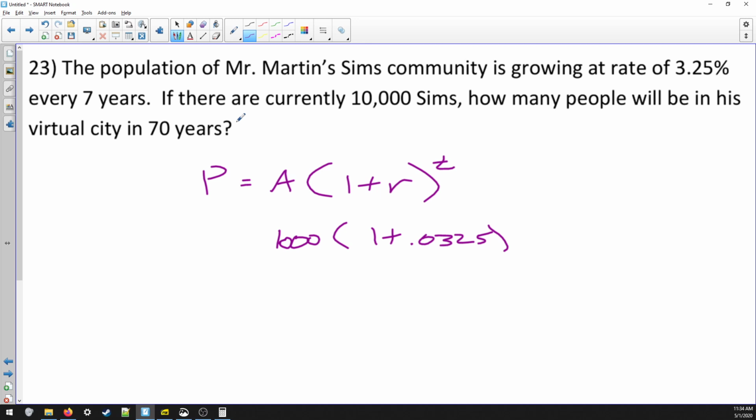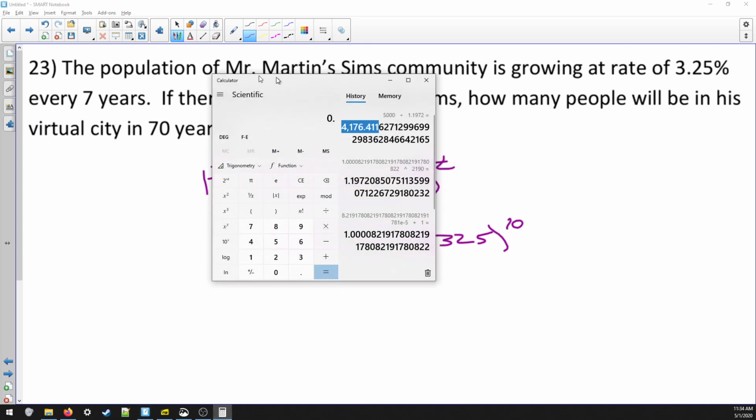So you do have to be careful when you're doing these. If that percentage change is not happening every year, if it said 3.25% every year, then T would be 70. But because it's happening every 7 years, T is only going to be 10. So you just got to be careful with the wording of some of these problems. Now it's just a calculator problem, so be careful with your calculator again.